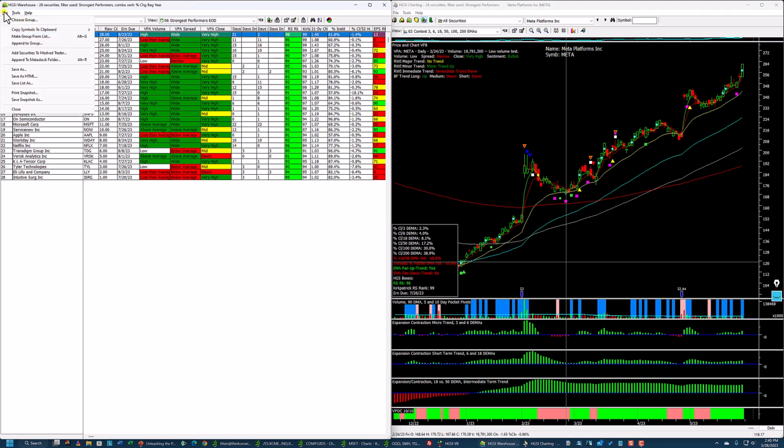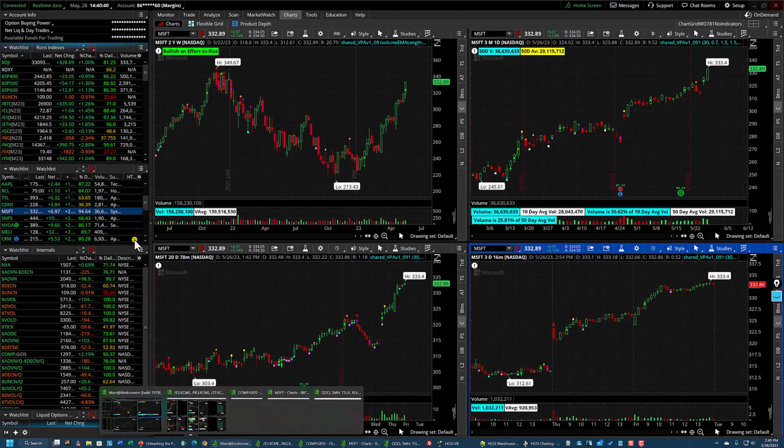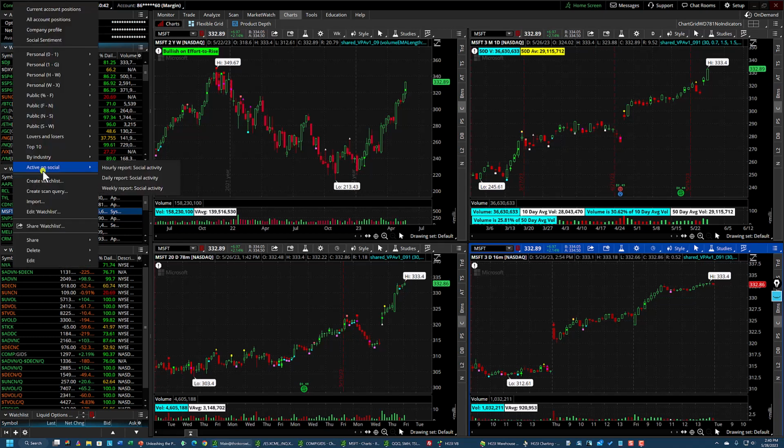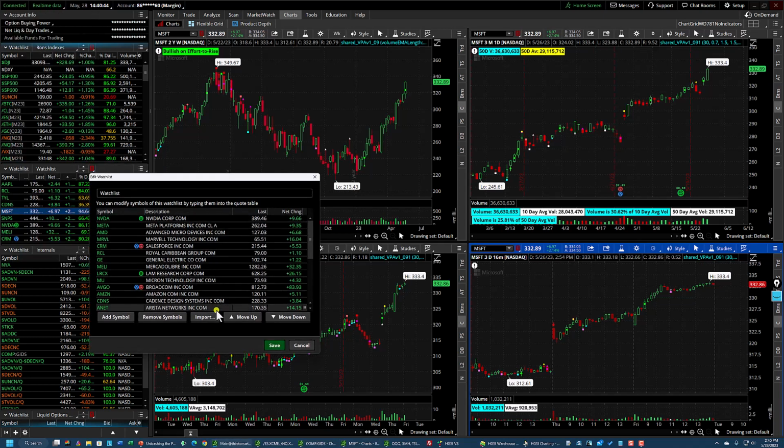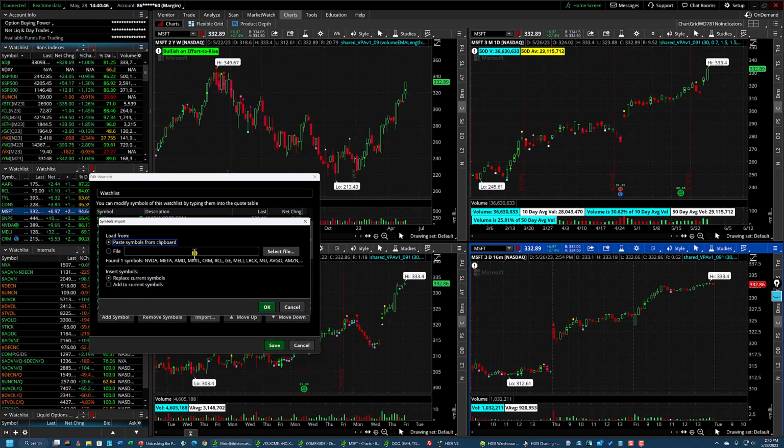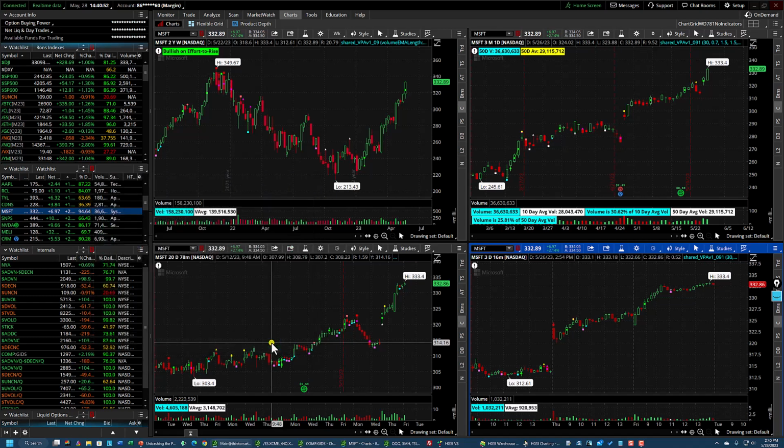Now, what I'm going to do is copy these to the clipboard as a comma separated list, and then I'm going to go to thinkorswim. I'm going to click on watch list. I'm going to edit the watch list. I'm going to import. I'm going to paste these. You can see the symbols are here. I'm going to replace the current symbols, save that, and these are the symbols that are in the strongest stocks list.